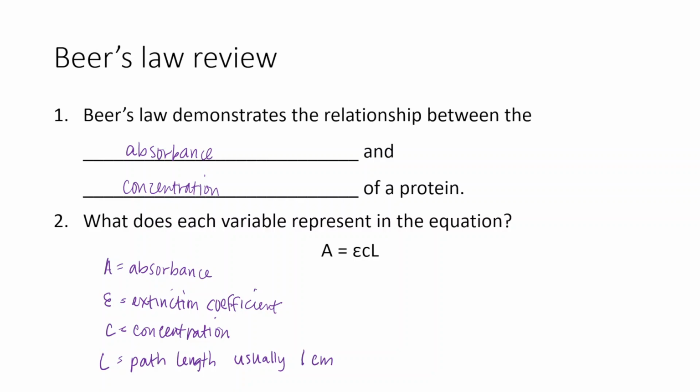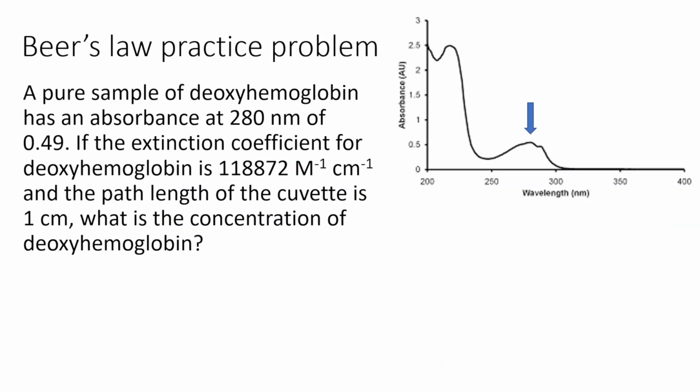All right. So let's do a practice problem. So we have here a pure sample of deoxyhemoglobin. It has an absorbance at 280 nanometers of 0.49. So if the extinction coefficient for deoxyhemoglobin is 118,872 inverse molar inverse centimeters, and the path length of the cuvette is 1 centimeter, what is the concentration of deoxyhemoglobin? So everybody take a few minutes and think about that.